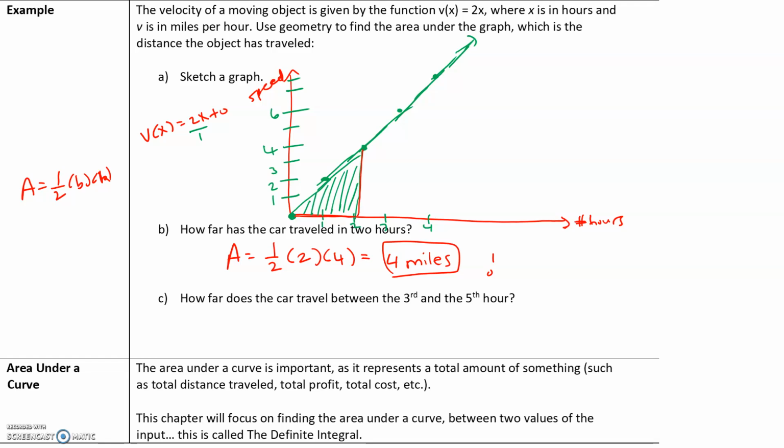All right, now how far does a car travel between the third and the fifth hour? So for that, we need to go one more over here. So I'm going to make this into 5. Now at 5, we're going to go up 2 over 1. So we're going to get to 10. So this point is 5 comma 10. Okay, the speed has reached 10 miles an hour.